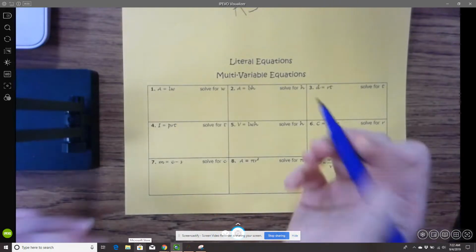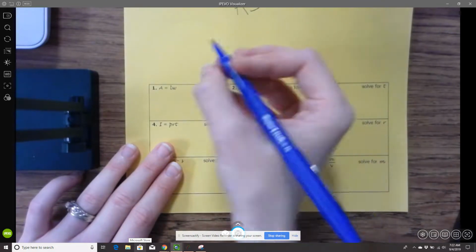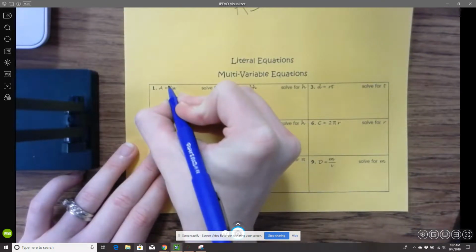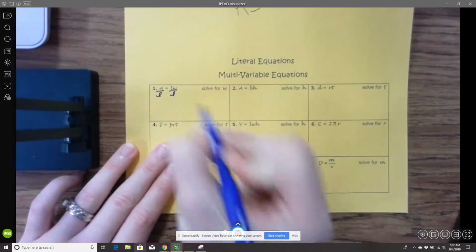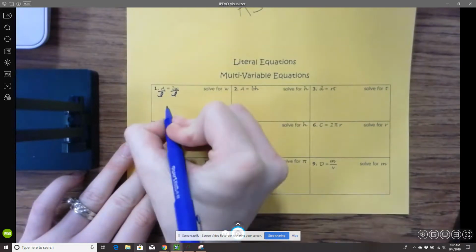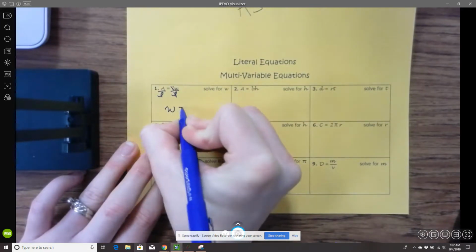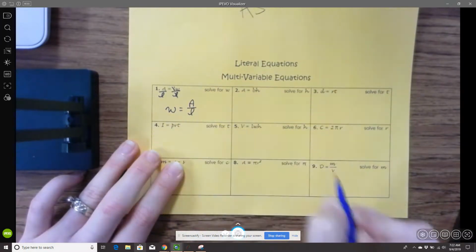So you're going to work the same process as you would for any equation to get W on a side by itself. W is being multiplied by L. So to get rid of that L, you would divide both sides by L. This L would cancel that L. So you would have W equals area divided by the length.